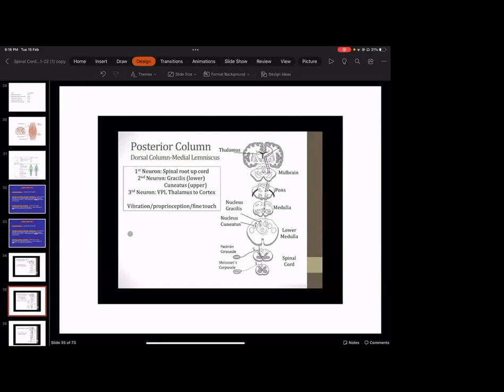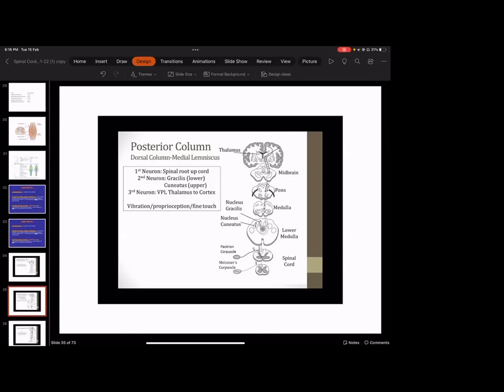The posterior column, which is the next one, is the dorsal column or the medial lemniscus column, whatever you want to call it. The first neuron is going to come from the spinal root up to the cord. It collects information from the pacinian corpuscle and the meissner corpuscle, which are the ones for pressure and vibration and whatnot.